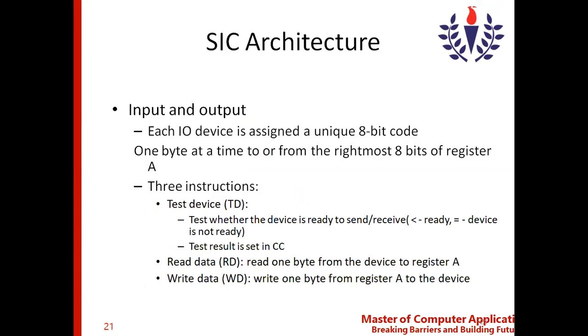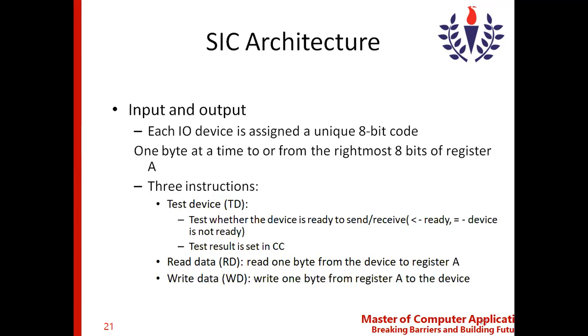When you want to read something from the input device or write into the output device, we need to use the accumulator. The purpose of the accumulator is to read 1 byte at a time to or from the rightmost 8 bits of the register. For example, when you read, you are reading an 8-bit character from the input device and it is stored in the accumulator. Similarly, when you write, it is written from the accumulator into the output device.